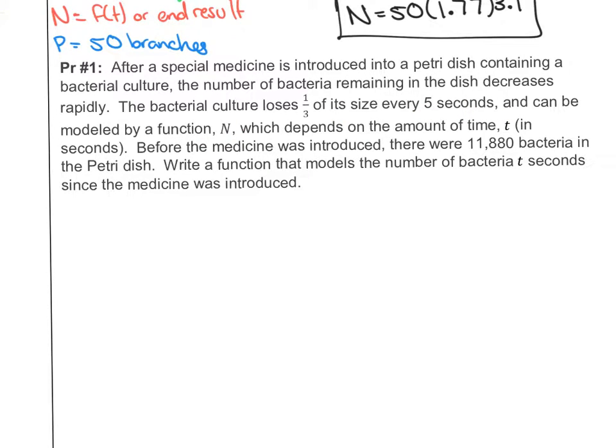It can be modeled by a function n, which depends on the amount of time t in seconds. Before the medicine was introduced, there were 11,880 bacteria in the petri dish. Write a function that models the number of bacteria in t seconds. That should also have an n. Second one we missed: in t seconds since the medicine was introduced.